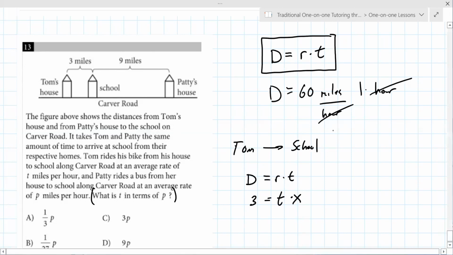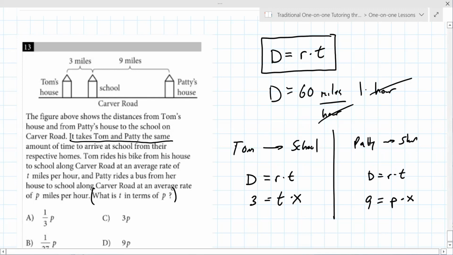Okay, now we'll do the other person, Patty. Patty to school. D equals RT. Her distance is 9. What is her rate? P miles per hour. And then I'm going to change T to X again. Now, what does it say about their times? It takes them the same amount of time.